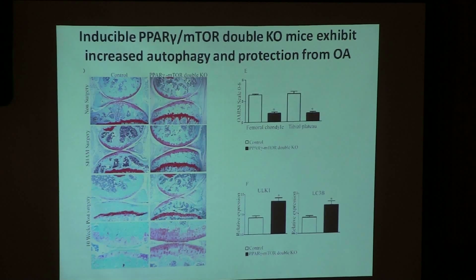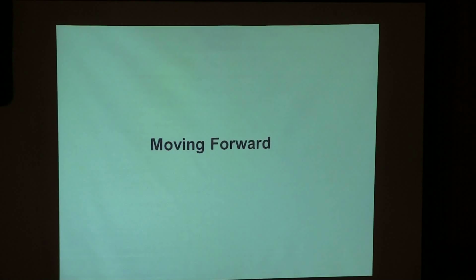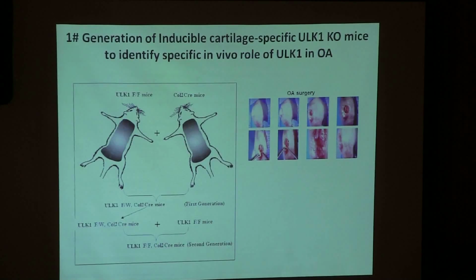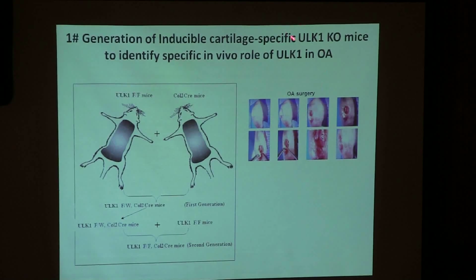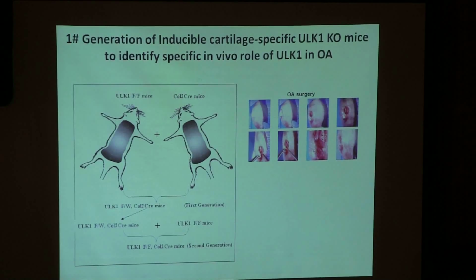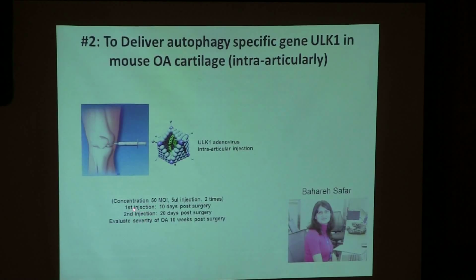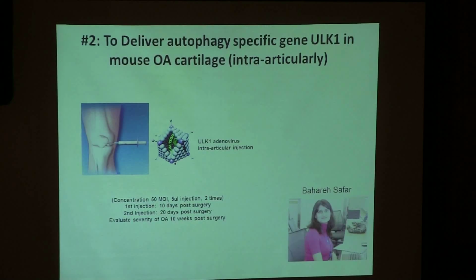So indeed, mTOR is a critical target. We don't know how well this target could be pharmacologically addressed, but at least genetically, by deleting mTOR, you're able to protect the articular cartilage. Now, moving forward, we're trying to understand if ULK1 is indeed involved in the pathophysiology of osteoarthritis, and if by giving ULK1, we are going to be able to protect our articular cartilage. And this is a fishing experiment.